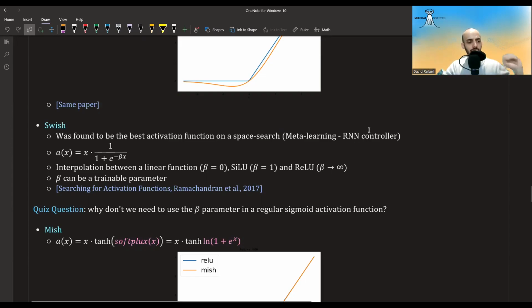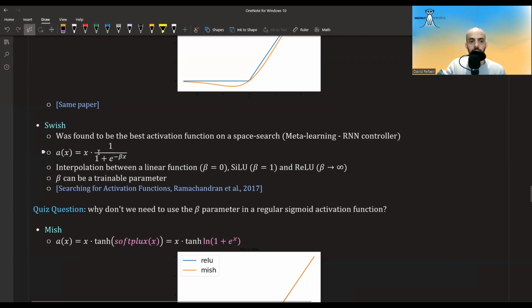It gave out a certain activation function. Then they took this activation function and tested it on a classification problem. If I'm not mistaken, it was CIFAR10, and they got some validation error or validation accuracy. This was the metric used to drive the RNN agent, or the RNN controller, to go and look for better activation functions using reinforcement learning. This was very neat, I have to say. So from this meta-learning search, they found that this activation function was the best function.